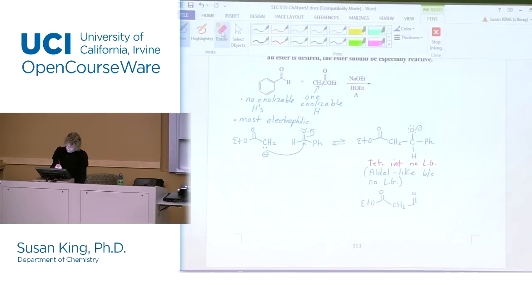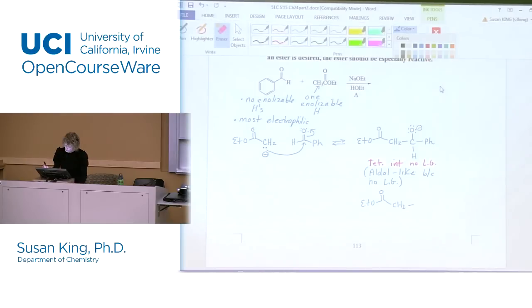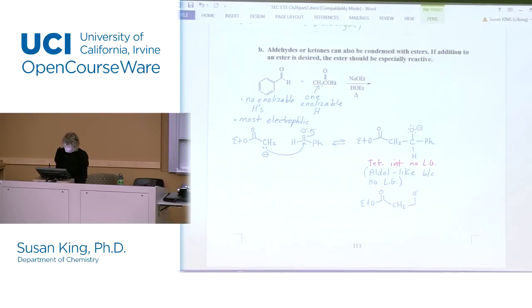Oops. So we're not going to get a carbonyl like I just started to draw here. We're going to get this. And it turns out that we can't really stop at this position here. It's going to keep going all the way and lose water, even without heat.